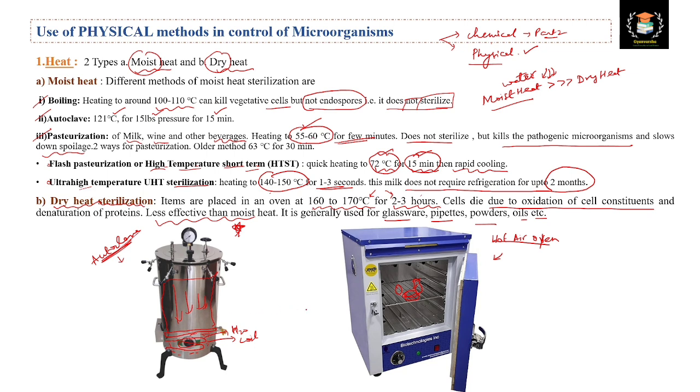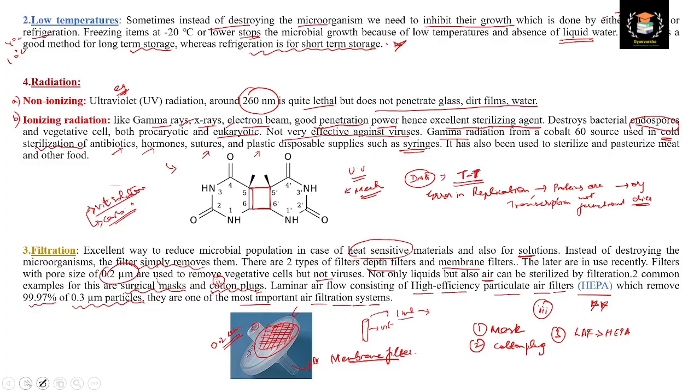And next, dry heat is generally done using a hot air oven, where the material is placed at 160 to 170 degrees Celsius for 2 to 3 hours, generally used for powders or your glassware. And moist heat sterilization is more effective when compared to dry heat sterilization. Lower temperature is generally used to stop the growth of microorganisms. It is also a good method for storing your microorganisms.